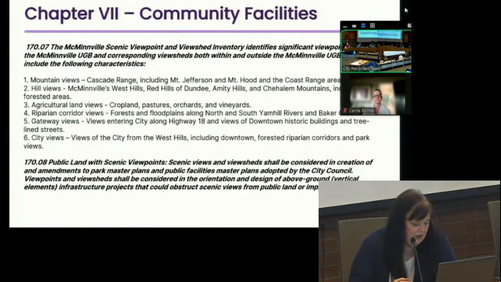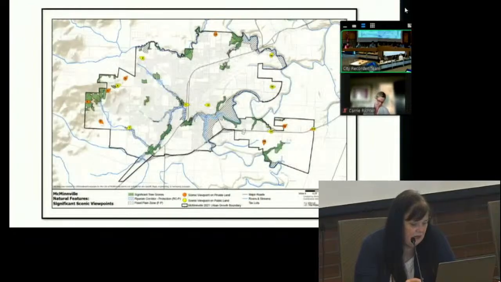This is an example of how that plays out. 170.08 is a new comprehensive plan policy that's being recommended, public land with scenic viewpoints. Scenic views and view sheds shall be considered in creation of and amendments to park master plans and public facilities master plans adopted by the city council. So the shall statement is they need to be considered. And this is a map that shows the scenic views, and your assessment report talks through a little bit more about how those were all evaluated.